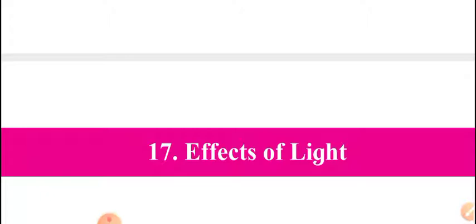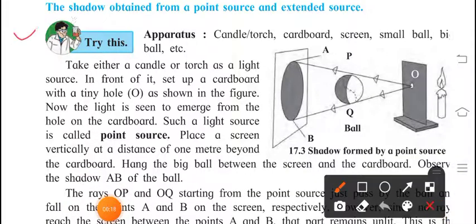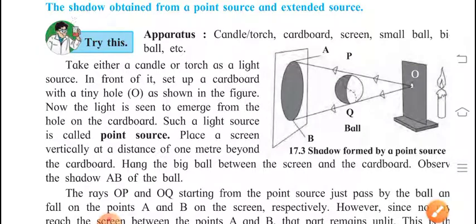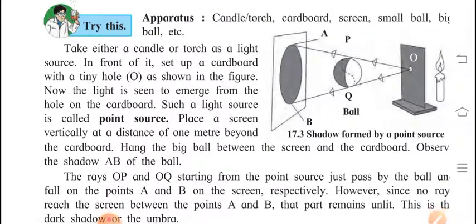In the last lecture we studied a few parts of this chapter. Today we are going to discuss the shadow obtained from a point source and extended source. To understand this topic, we have to go through a part of the practical. So I am reading this part. Listen carefully, and after that I will show you the video of this practical.